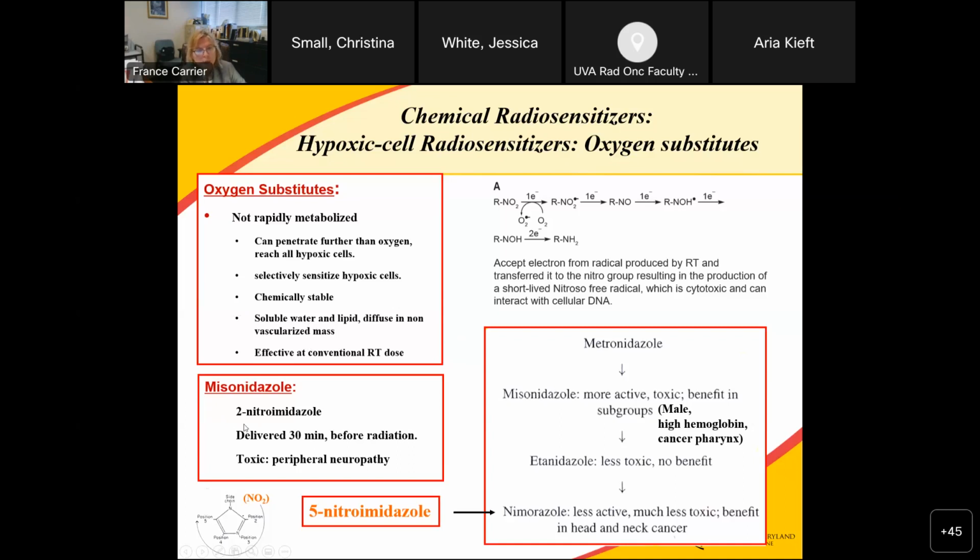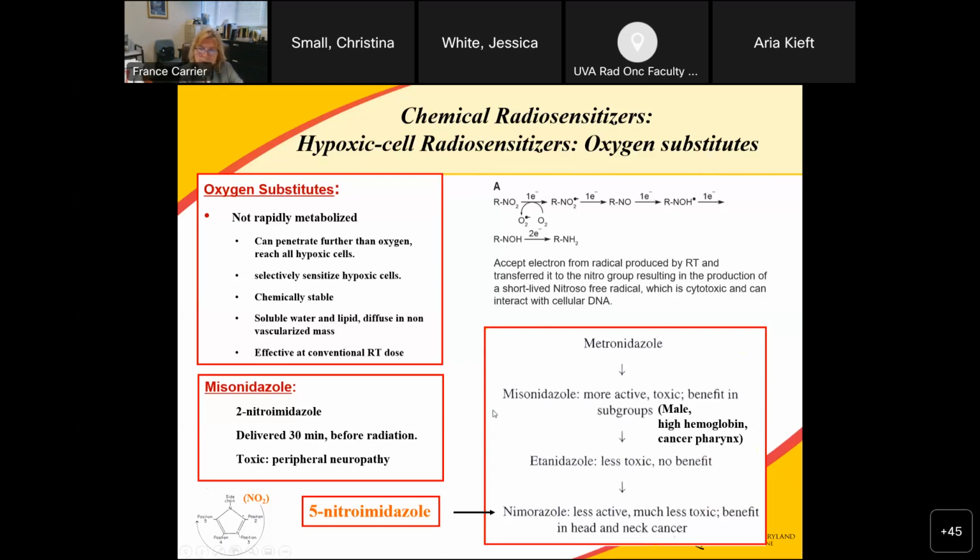So one of those first molecules that was successful in cells is misonidazole. It has a nitro group on position 2 here. Depending on where you put the nitro group, you give it a different name. So we have another one that I'll talk about in a minute, that is 5-nitroimidazole. The way that those molecules take the place of oxygen in a tissue is that they accept the electron from the radical that is produced following radiation therapy, and then transfer that to the nitro group, and that would produce a short-lived free radical that would be cytotoxic and fix the damaged DNA the same way as an oxygen molecule would do.